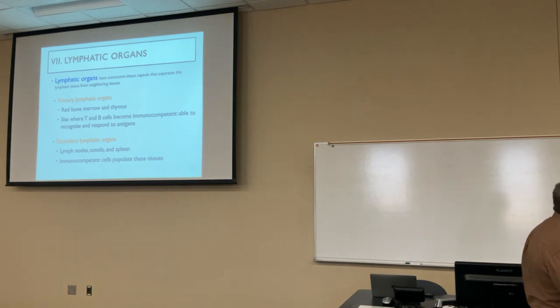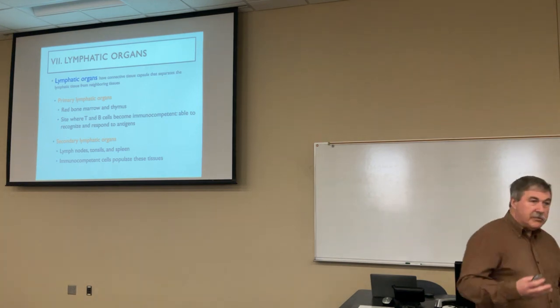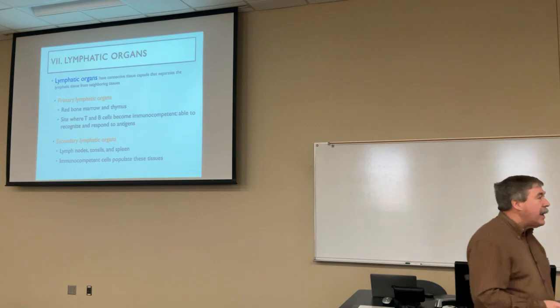So primary lymphatic organs are where these lymphatic cells are produced. Secondary lymphatic organs are where the mature cells of the immune system live. That's where they live and monitor our body for foreign pathogens.